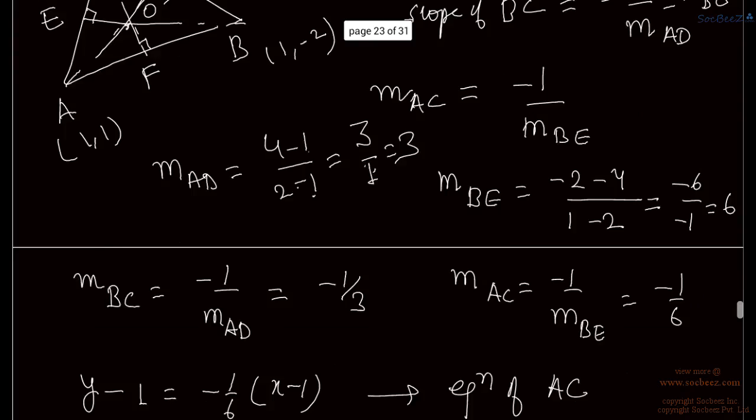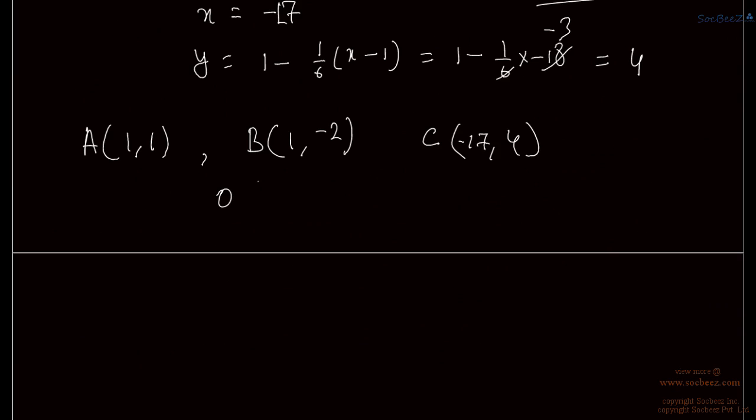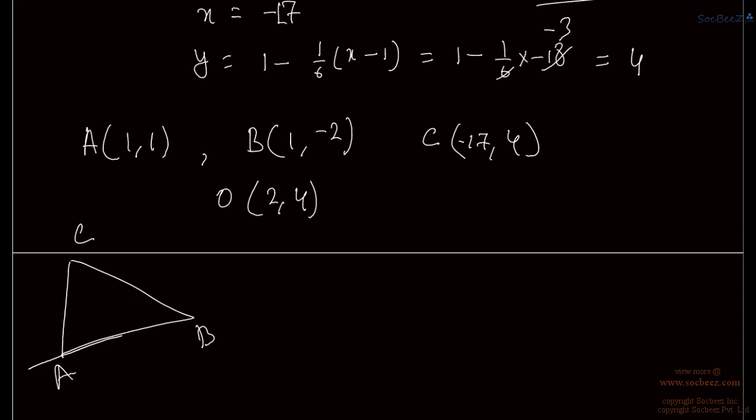So we have the coordinate of point A as 1, 1, B as 1, minus 2, and C as minus 17, 4. And coordinate of orthocenter is 2, 4. So we have to check whether this point 2, 4 lies within triangle ABC or not. Okay. So let us have the equation of these three sides, AB, BC and CA. Okay. So see, we have a concept.